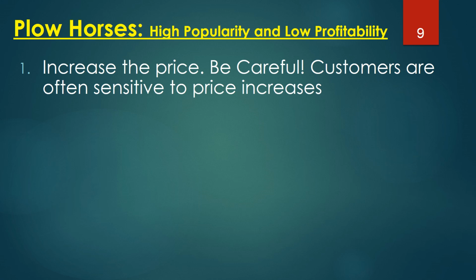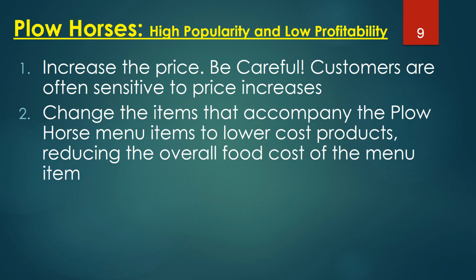Some suggestions are to increase the price, but be careful. Customers are sensitive to price increases. Another way to do this may be to change the items that accompany the plow horse menu item to lower cost products, or reduce the overall cost of the menu item. For example, if this was an Italian sandwich, we might experiment with less expensive meats in the sandwich or cut back on the portion size of the meats in the sandwich.